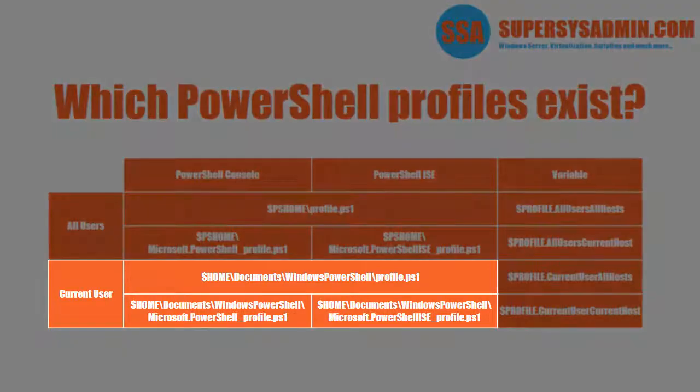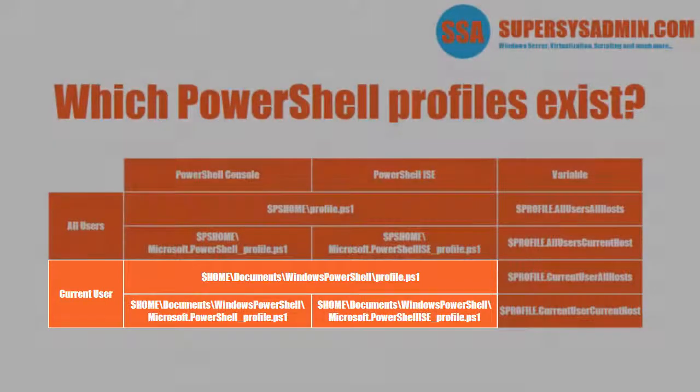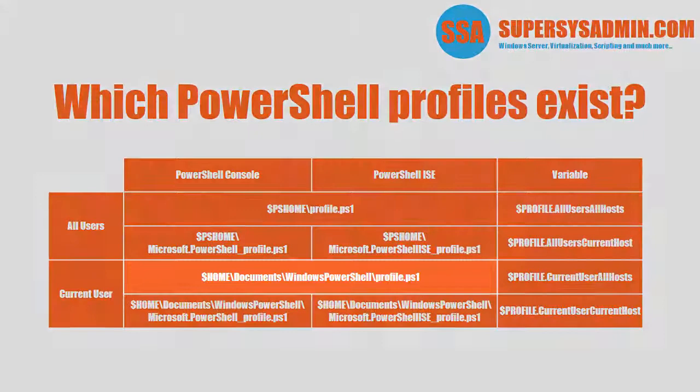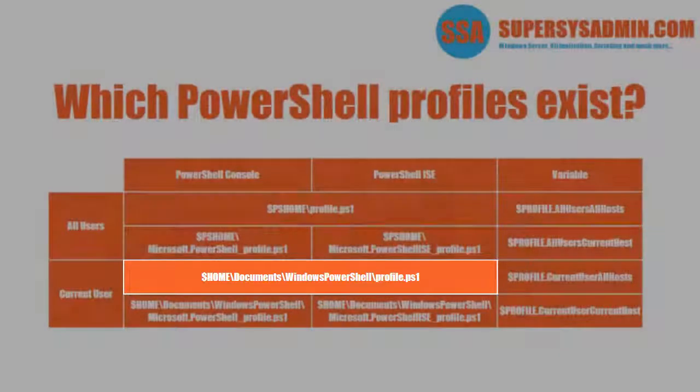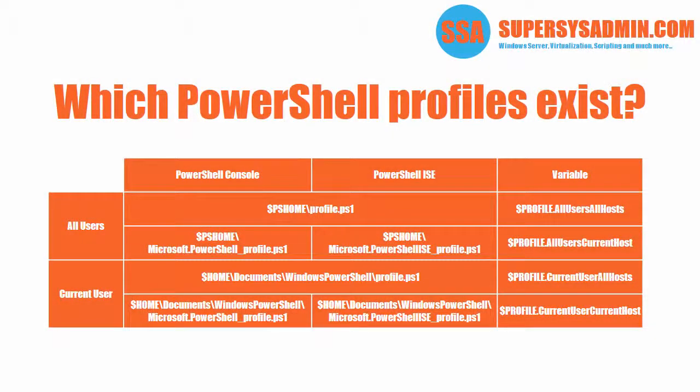On the second layer, we have the profiles that apply to the currently logged on user. First, we have again a common profile.ps1, which applies to both the PowerShell console and the PowerShell ISE console. This one is located in $HOME\Documents\WindowsPowerShell. $HOME is usually C:\Users\username.